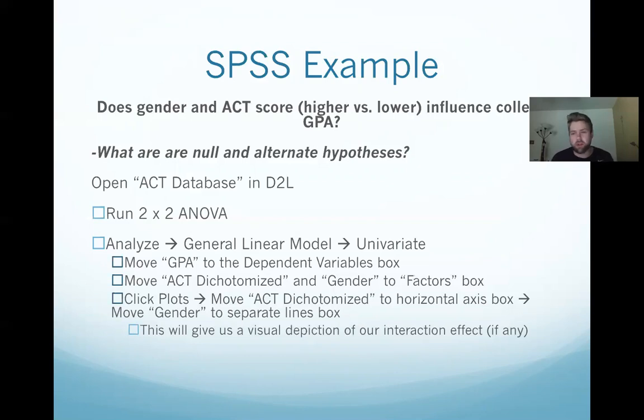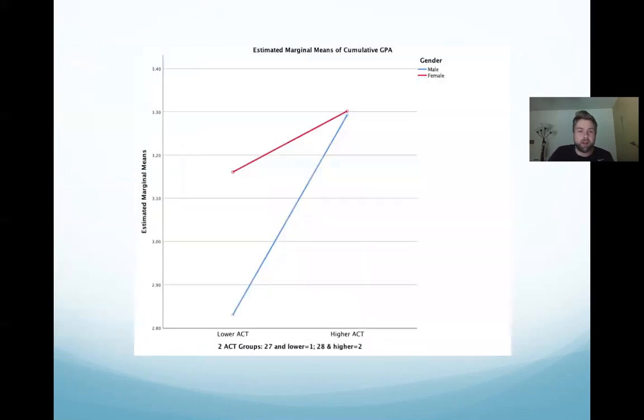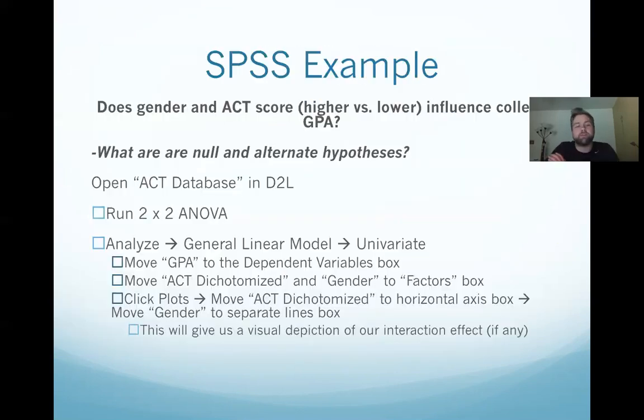So let's just talk real quick about the null and alternate hypotheses. Let me see if we have those in here. We do not. So essentially, what you're looking for here is your null hypothesis is that there are no differences between the group means and that they are all the same. Your alternate hypothesis is that the group means are different depending on what category you fall in. So we're going to go ahead and run our 2x2 ANOVA.